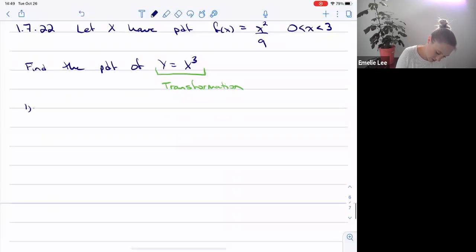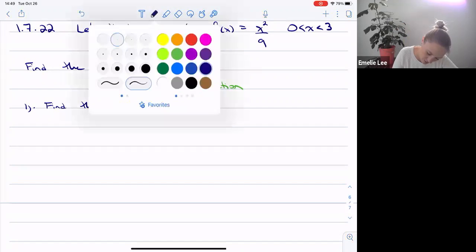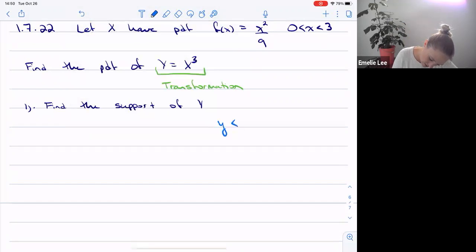And so step 1 is find the support of y. Now that's basically finding, what are the possible outcomes of y? Well, if y is x to the power of 3, so x is between 0 and 3, then y is between 0 and 27, right? 3 to the 3 is 27. Phew. So then what we find is that y is between 0 and 27.